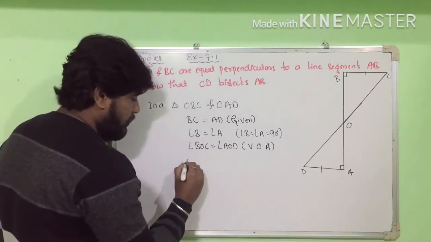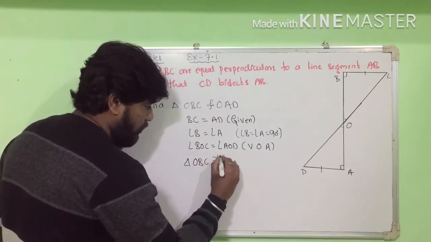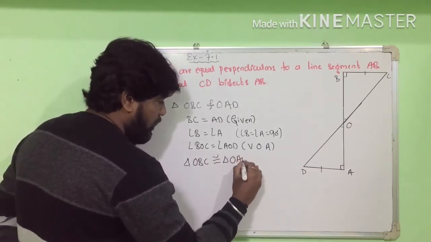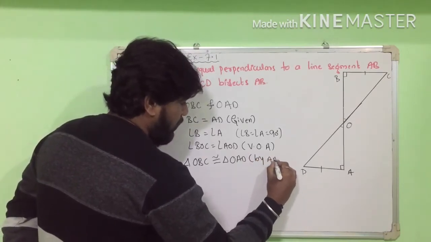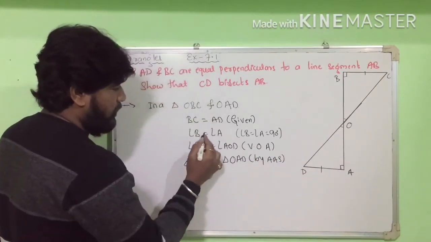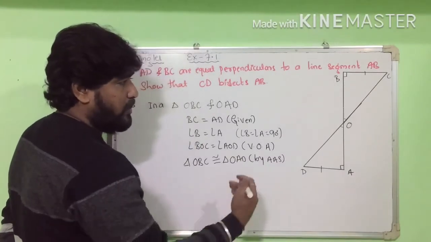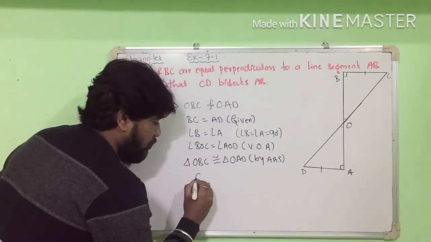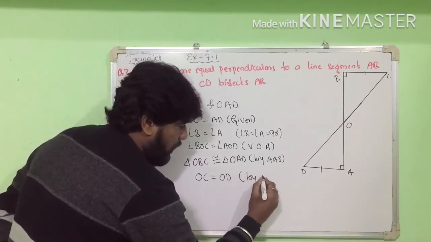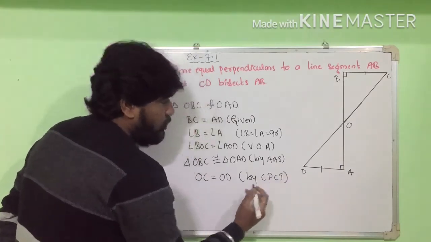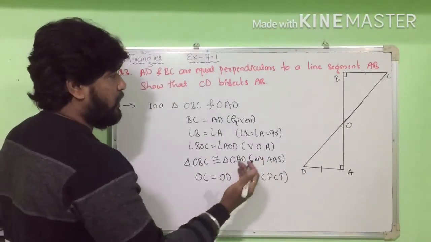So now the triangle OBC is congruent to the triangle OAD by the angle side rule, right? So these two triangles are congruent to each other, which means their corresponding parts are equal. It means OC is equal to OD by CPCT. These two are equal, which means it is a bisect.